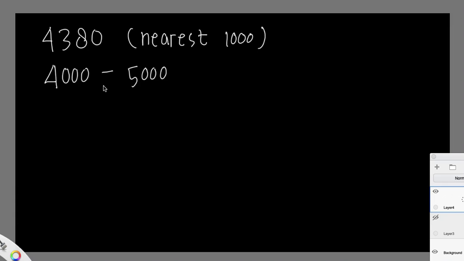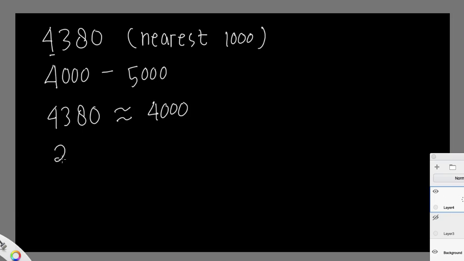So we know that it is between 4,000 and 5,000, and since it is the nearest 1,000, we take the basic number 4 and the next is 3. We know that 3 is smaller than 5. So for 4,380, the rounding is 4,000.